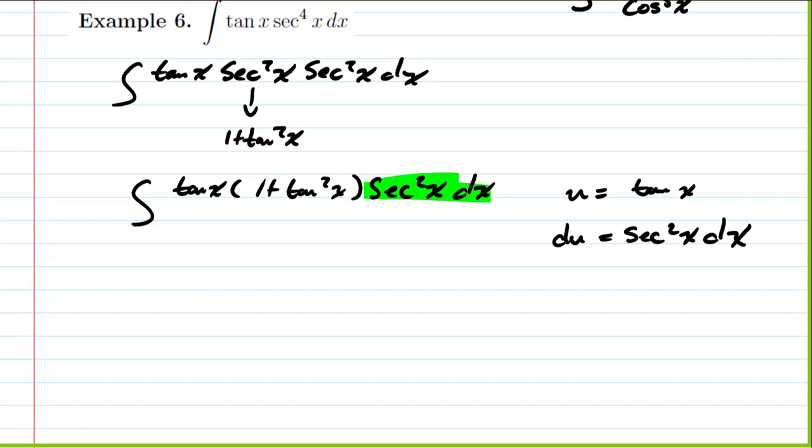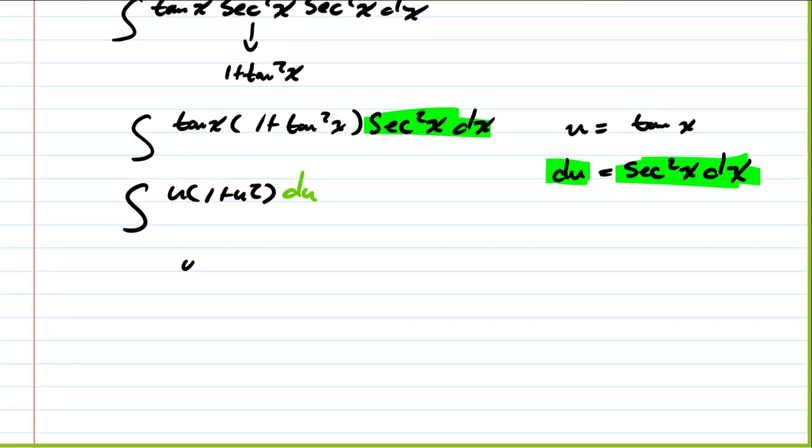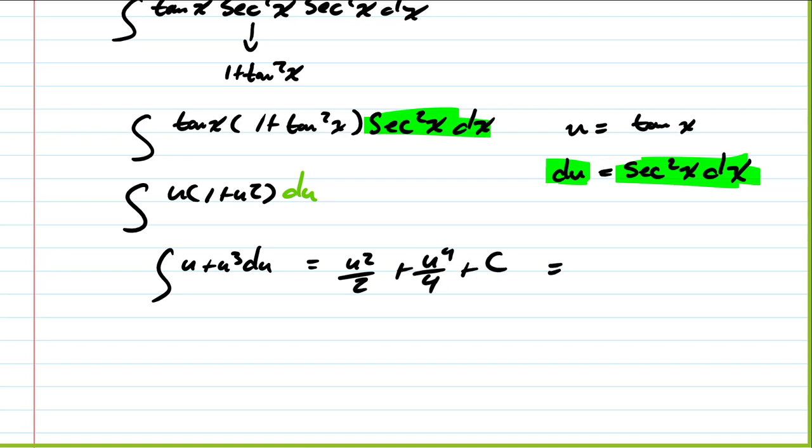So that means secant squared x dx is the same as du. So our integral then becomes u times 1 plus u squared. So that gives us u plus u cubed du, which is u squared over 2 plus u to the 4th over 4 plus c. So then that gives us tan squared x over 2 plus tan to the 4th x over 4 plus c.